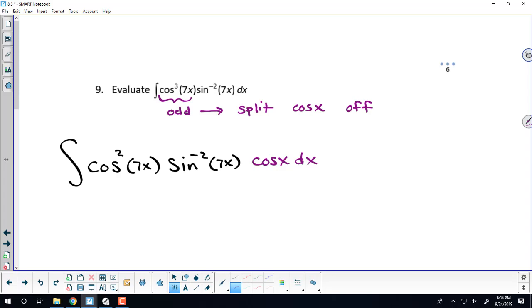So you take a cosine x, not cosine 7x though? Yeah, cosine 7x, my bad. We want to keep that consistent, but that's the idea. Okay, just split one of those off. That again is our du, so our u is just going to be sine 7x.